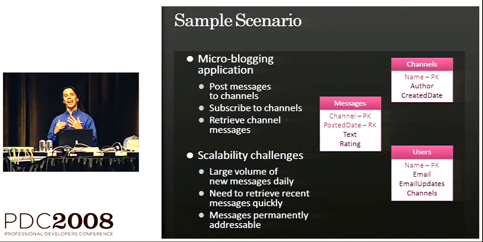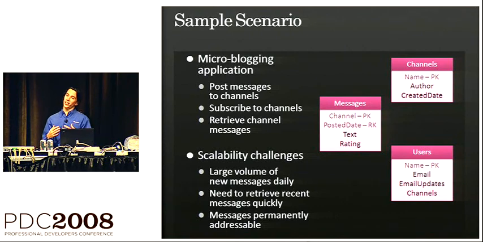So what happens when that happens? That sounds great until you actually hit it off with one of these websites, and now you have to scale the system. So what are the scalability challenges, even in a small application like this? First, you need to be able to take on a very large volume of messages coming into the system every day. Second, you need to be able to very quickly retrieve recent messages.